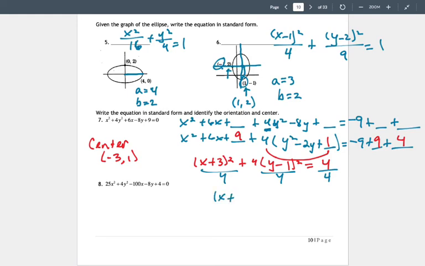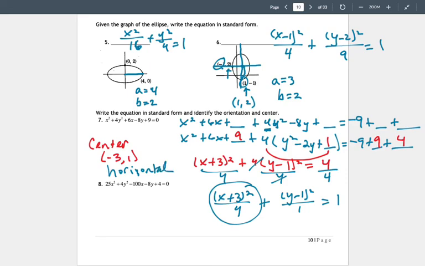So that leaves me with (x plus 3) squared over 4. Here, the 4's will simplify. That just becomes 1 on top and bottom. So that'll be (y minus 1) squared over 1 equals 1. The bigger number's under the x, so I know that this is horizontal.